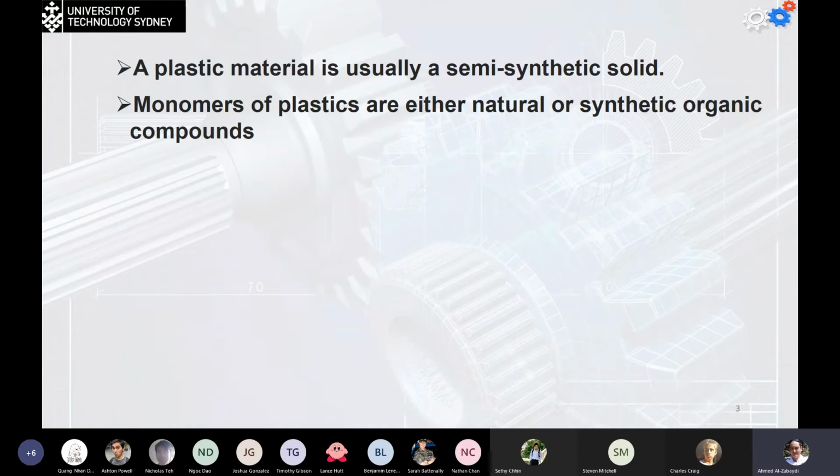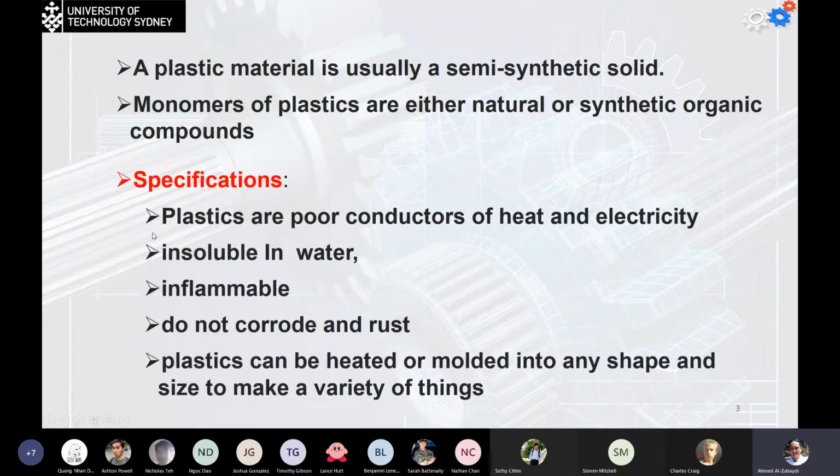Plastic is a semi-synthetic solid material, and the monomers of plastics are either natural, like rubber, which we get from the tree, or synthetic organic compounds like thermoplastic, which we can get from oil. The specification of plastic is that they are poor conductors of heat and electricity, so we can use them as an insulator.